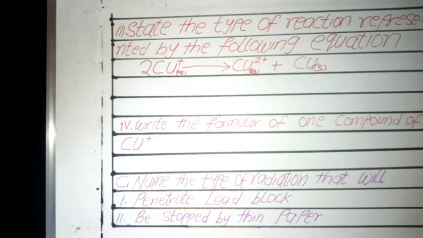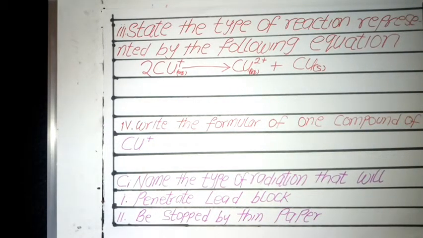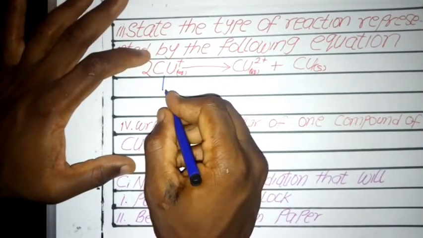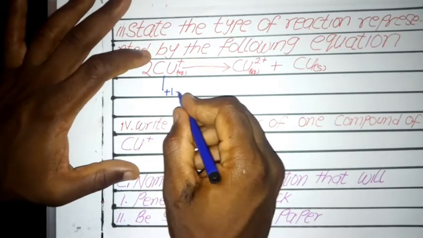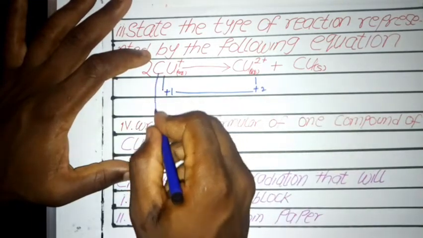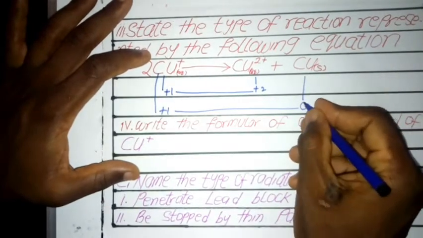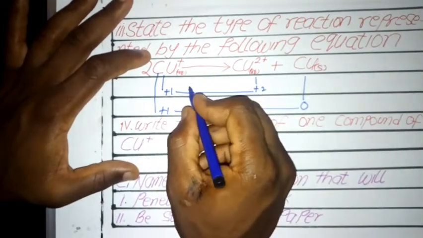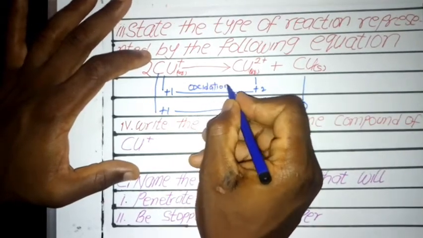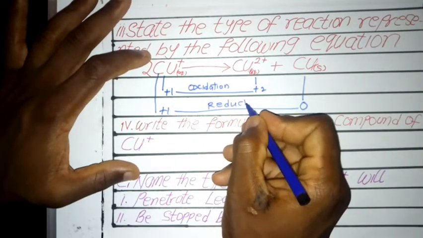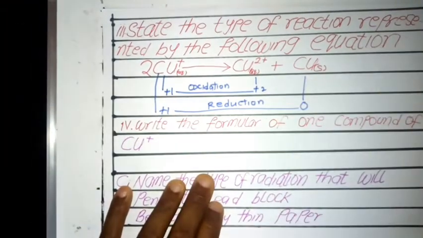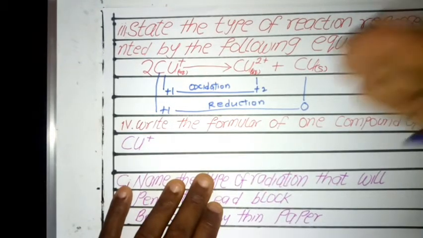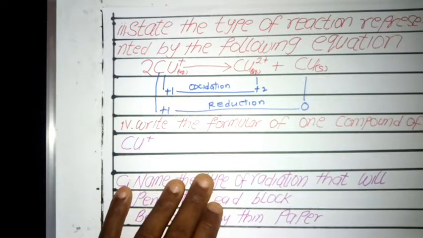Then state the type of reaction represented by the following equation. This is a redox reaction. Why? Redox reactions are reactions in which one species is oxidized and the other species is reduced in the same reaction. One part is oxidized, one part is reduced.